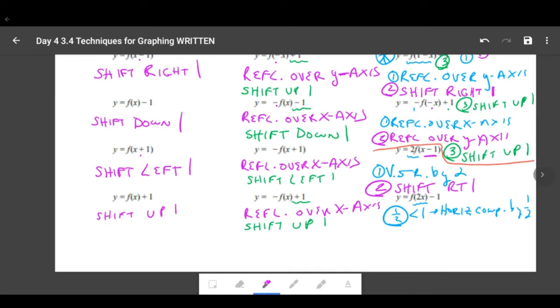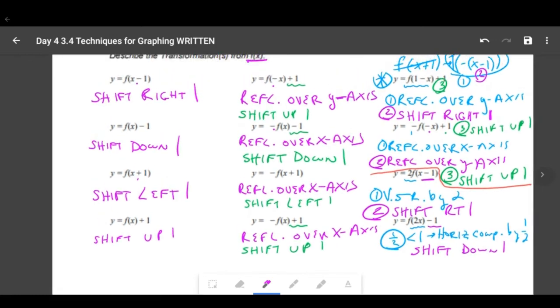All right, and then obviously this minus 1 down here, we know that this means just to shift down 1. Okay, so that first one, we started that last column. That first one was probably the hardest one.